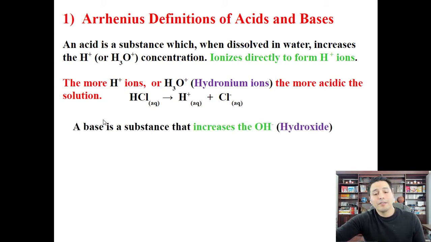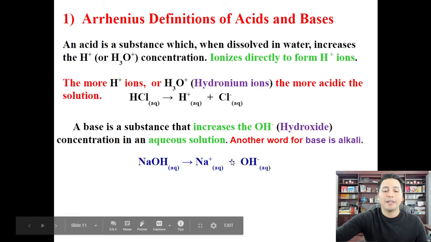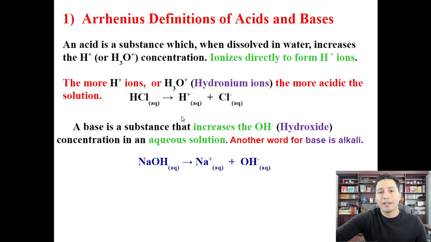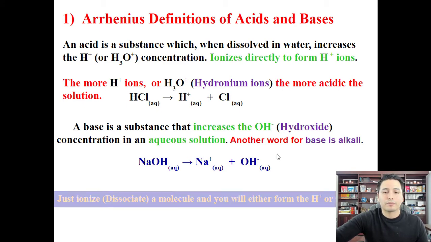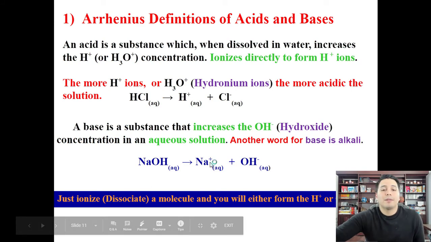Now a base, on the other hand, is something that's going to increase the OH concentration, aka your hydroxide. So when you dissolve it in water, you get something like this. When you take sodium hydroxide and you separate or ionize it, you get Na plus, and then you get OH minus. Remember, another word for base is alkali. Anytime you hear the word alkali, we're talking about bases. The reason alkali are bases is that when you look at the periodic table, your alkali metals are going to be your positively charged particles.